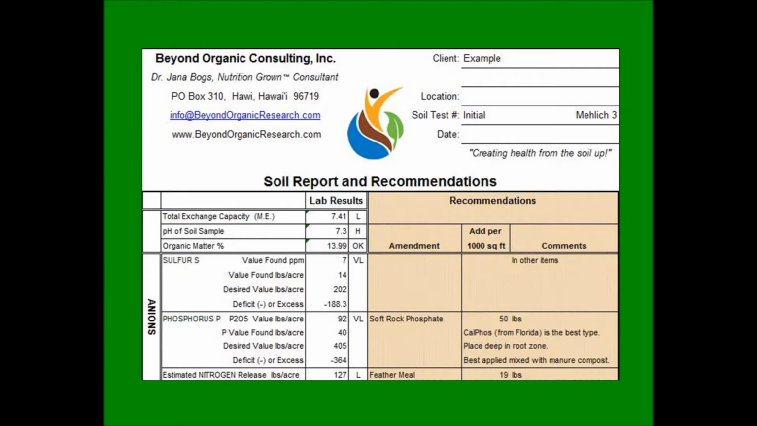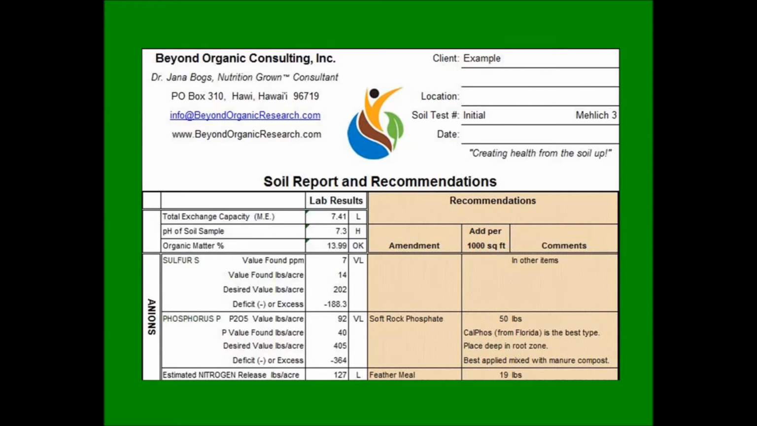Here's the top of the first page of the soil report. Here, look down and see total exchange capacity. This is your soil's ability to hold nutrients. Next is pH. This is your acid-base balance in your soil, and it should be around 6.4. Next is the organic matter percentage. This is an indication of the availability of food for the microbes that are important in your soil to help make the nutrients available. Next, we get started into the different minerals.